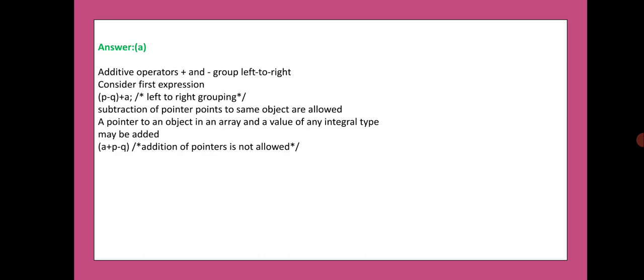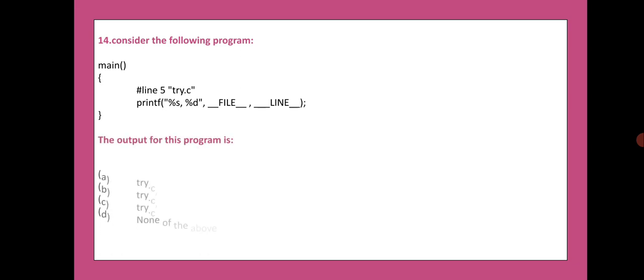Let's move on to the next question. Consider the following program. I have #line 5 "try.c", and printf of __FILE__ and __LINE__. What would be the output of this program? try.c, 6; try.c, 5; try.c, 1; or none of the above.